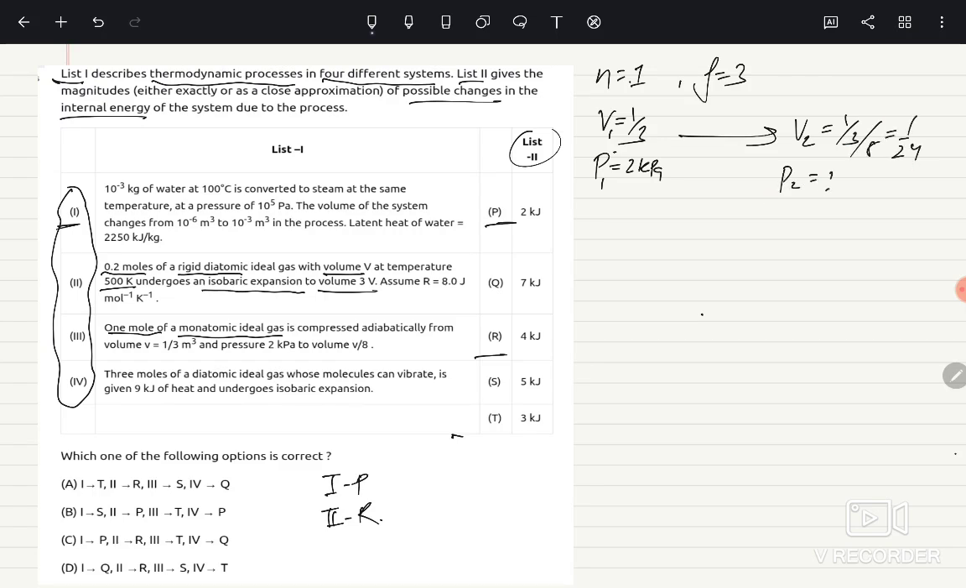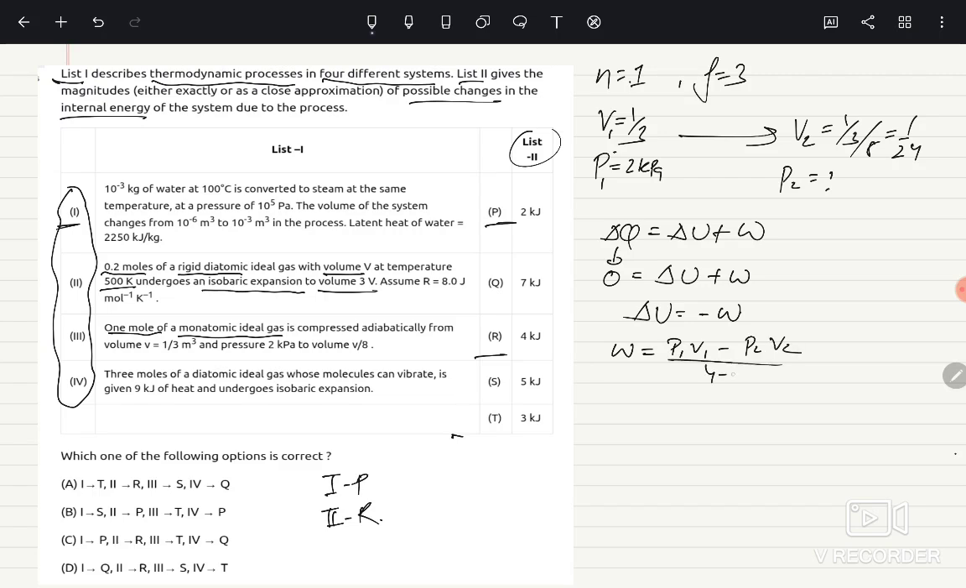We have to calculate the internal energy with this information. So for that, if we write delta Q is equal to delta U plus W, in an adiabatic process this is 0. So delta U plus W is 0, or you can write delta U is equal to minus of W. Work done in an adiabatic process is (P1 V1 minus P2 V2) by (gamma minus 1).